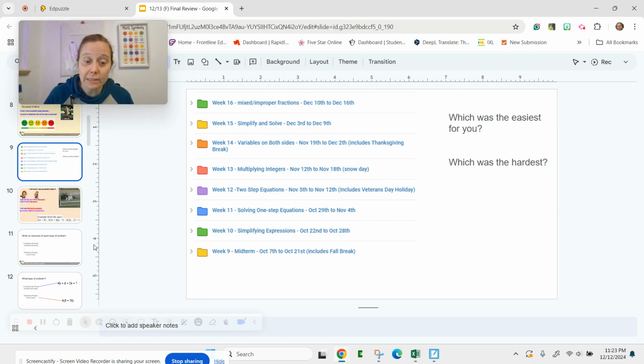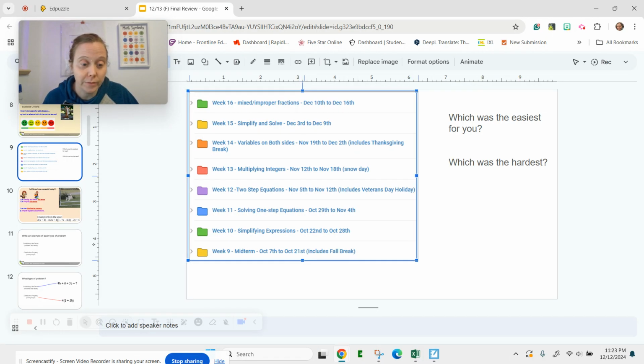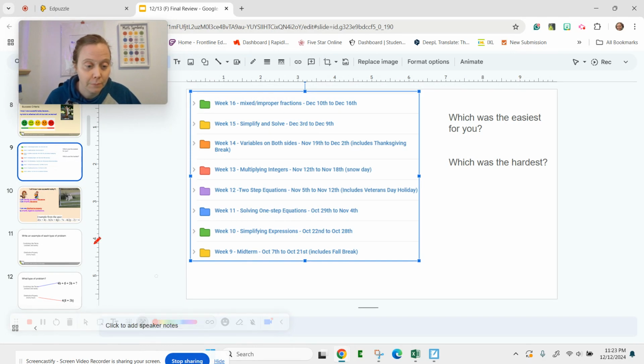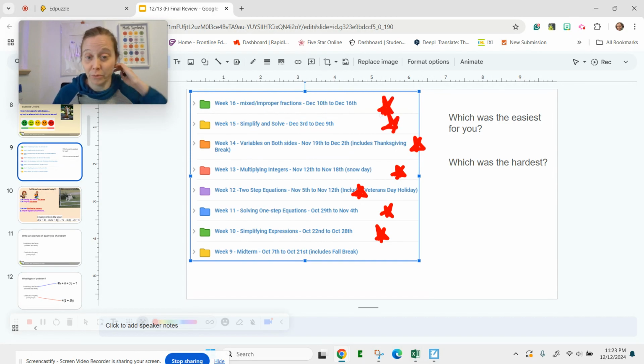Over the last few months, since our midterm in October, we've talked about simplifying expressions, solving one-step equations, two-step equations, multiplying with integers, variables on both sides, simplifying and solving, and mixed and improper fractions.